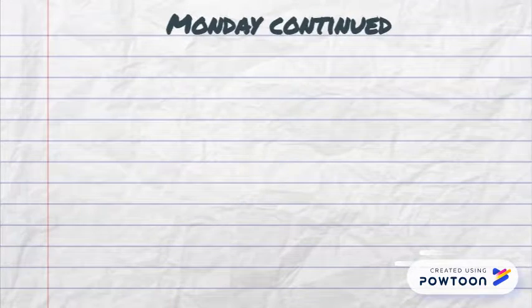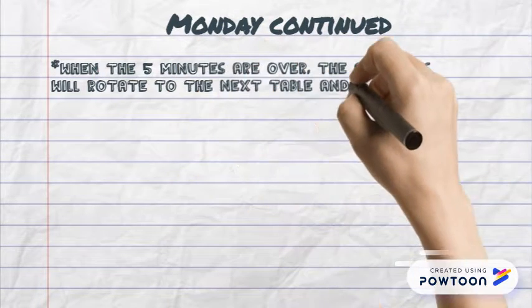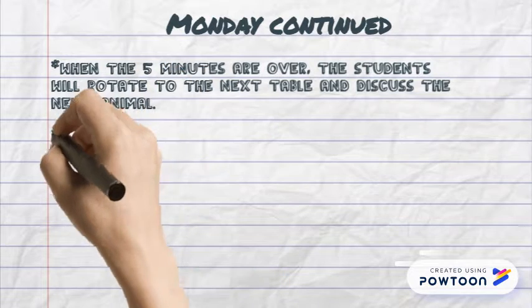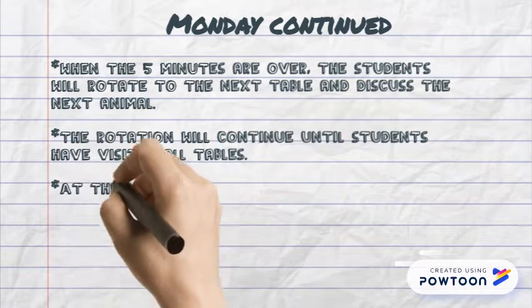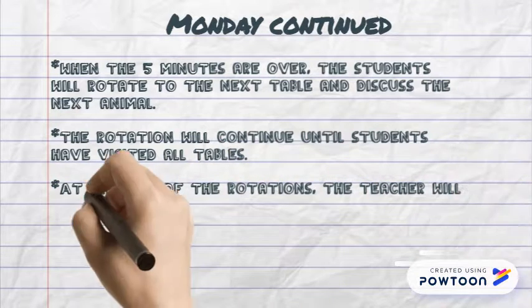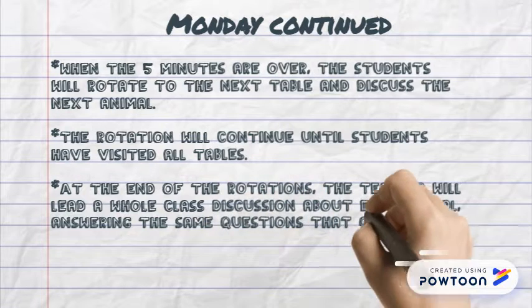When the 5 minutes are over, the students will rotate to the next table and see the next animal. This rotation will continue until students have visited all tables. At the end of the rotations, the teacher will lead a whole class discussion about each animal, answering the same questions that guided students in their small group.